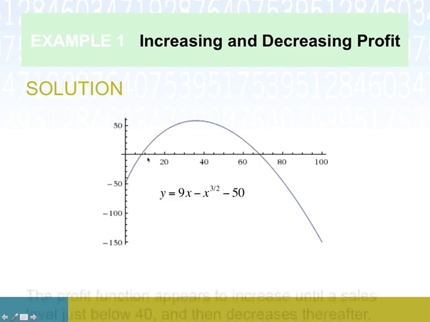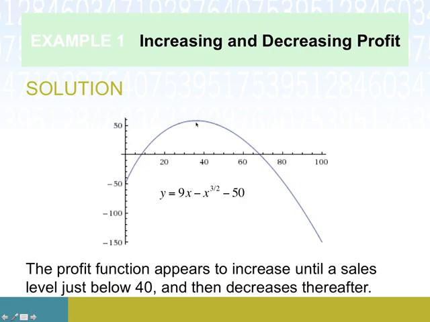So just eyeballing this, it looks like right about there, some number before 40. I'm not totally sure what that is, but it's definitely above 30, maybe 35-ish, a little bit bigger. So it looks like profit is increasing until we sell however many books that corresponds to, 30-something. And then it's decreasing from that point forward.